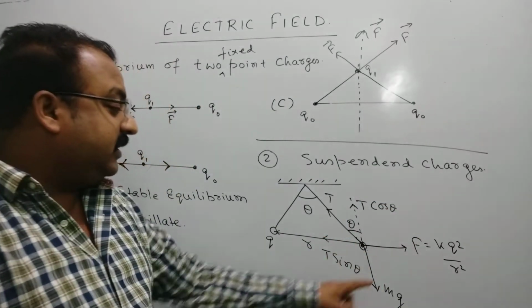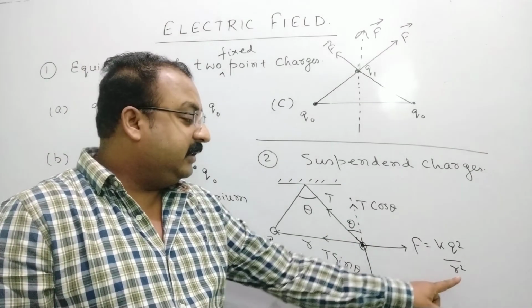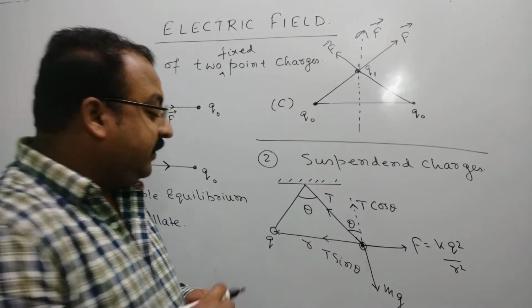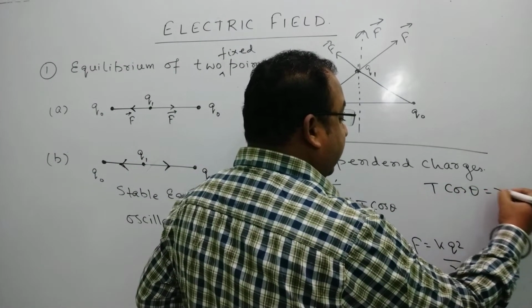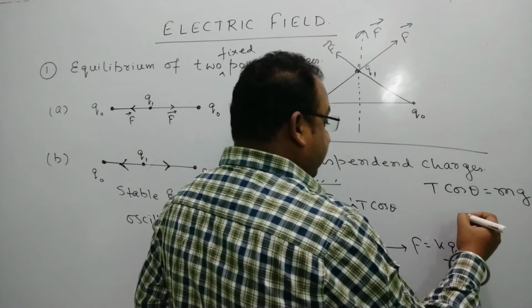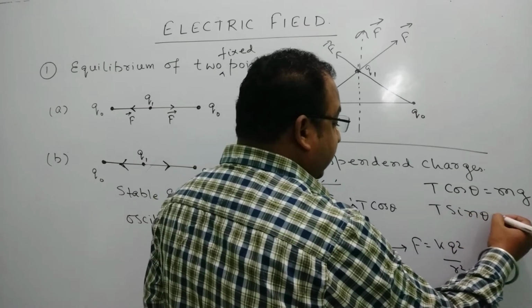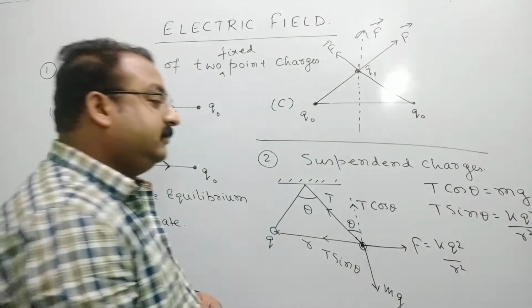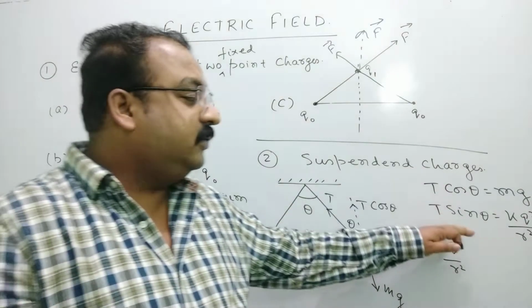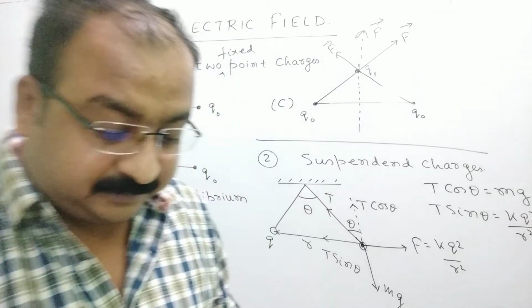Since the system is in equilibrium, this force is balanced by this one, and this one is balanced by this one. So we can write here: T cos theta is equal to mg, and T sin theta is q square by r square. By solving these two, or by dividing these two, we can calculate the angle between them.